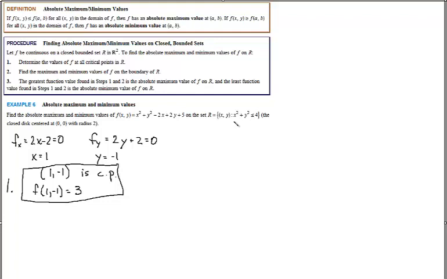Now R is a circle of radius 2, and I'm going to have to check those boundary values. So I'm going to write this in terms of different parameters. I'm going to write x as 2 cosine theta and y as 2 sine theta, and I'm going to state that theta is between 0 and 2 pi.